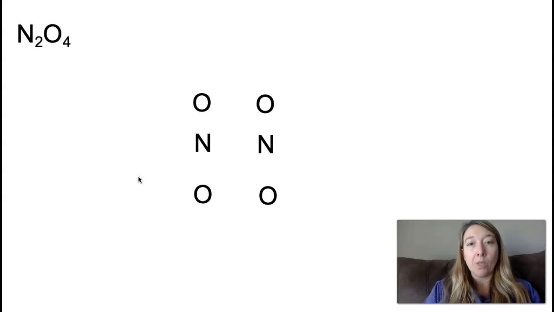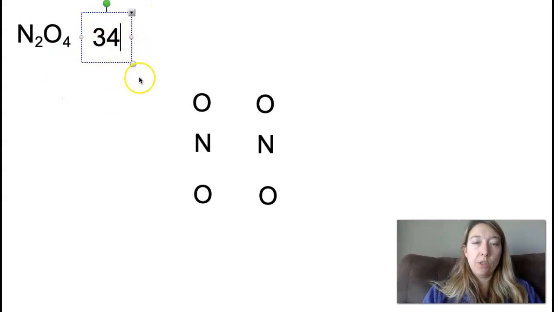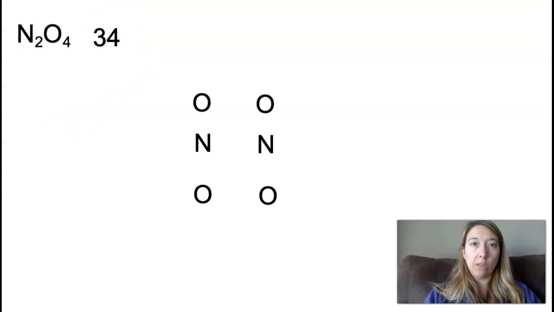Next step, we need to figure out our valence electrons. So we have 2 N's, which each have 5, and then we have 4 O's, which each have 6. Okay, so from that, we figure out that we have 34 valence electrons.